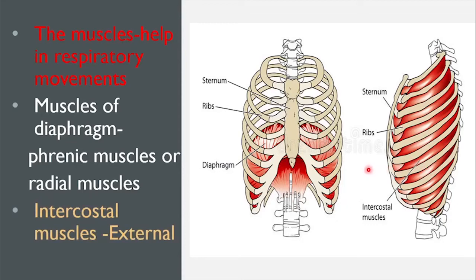Inter, the meaning of inter is in between. Thoracic cage contains these 12 pairs of ribs. So observe the ribs here. 12 pairs of ribs are present in human beings. The muscles present between the ribs are said to be intercostal muscles. 12 pairs of ribs are present, so 11 pairs of intercostal muscles are present. These are again of two types, external intercostal muscles and internal intercostal muscles. These external intercostal muscles and muscles of the diaphragm mainly help in the regular respiratory movements.